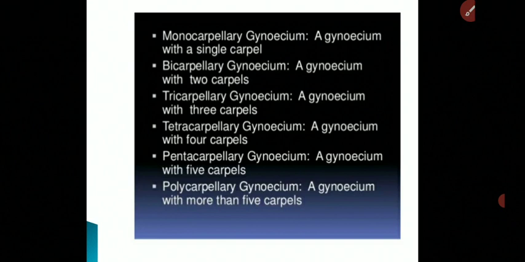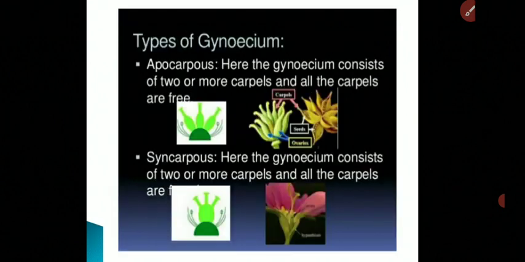Now a compound gynoecium is divided into apocarpous and syncarpous types of gynoecium. So let's see what is meant by apocarpous and what is meant by syncarpous type of gynoecium.